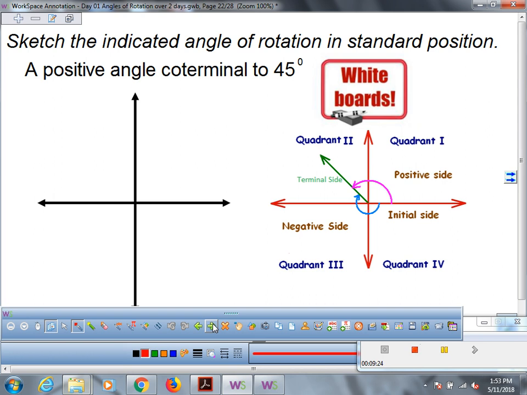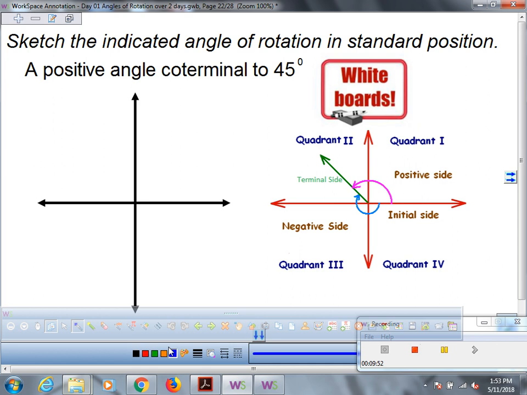Okay. So, a positive angle, coterminal with 45. So what's my first step? Draw my 45-degree angle. Do you see why this exercise is basically getting you guys used to where the angles are on it, right? That's the only point of it. But for some reason, everybody is struggling with it.